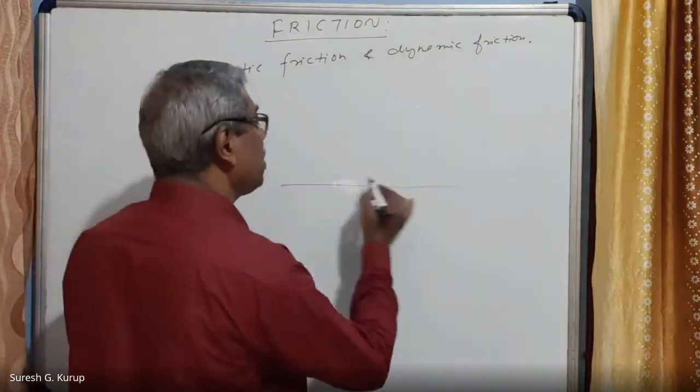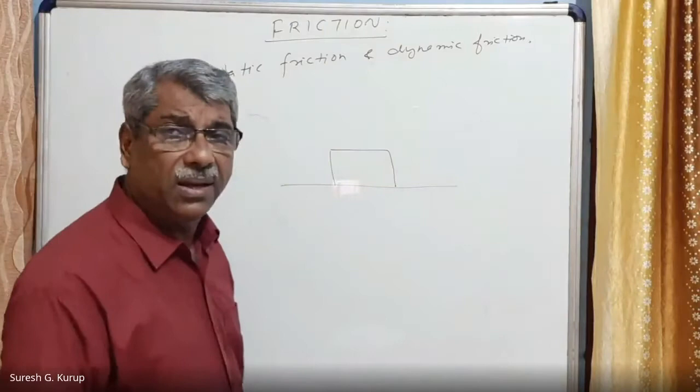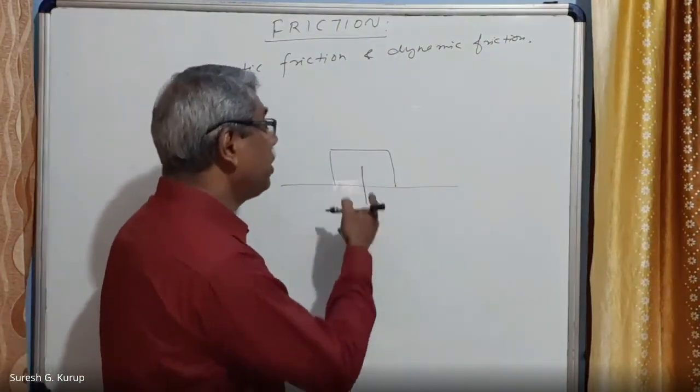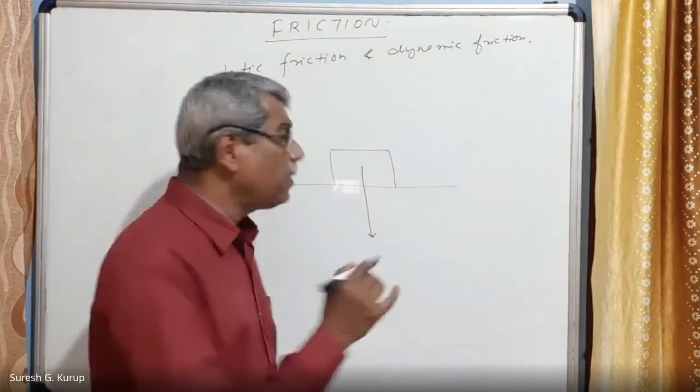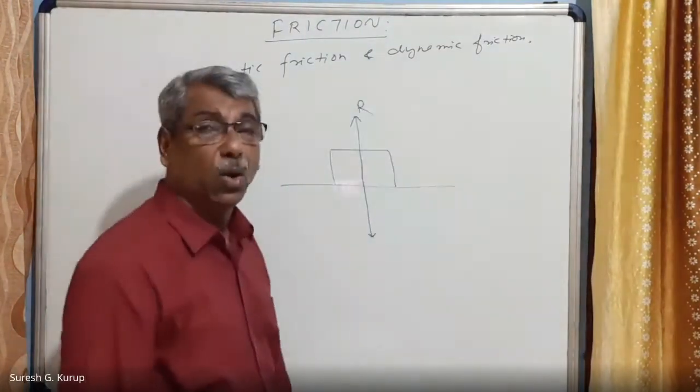Reaction. Suppose an object is placed on a table surface like this, right? The weight of the body is acting on the surface. The surface will act a force in the opposite direction. This is what is called normal reaction.